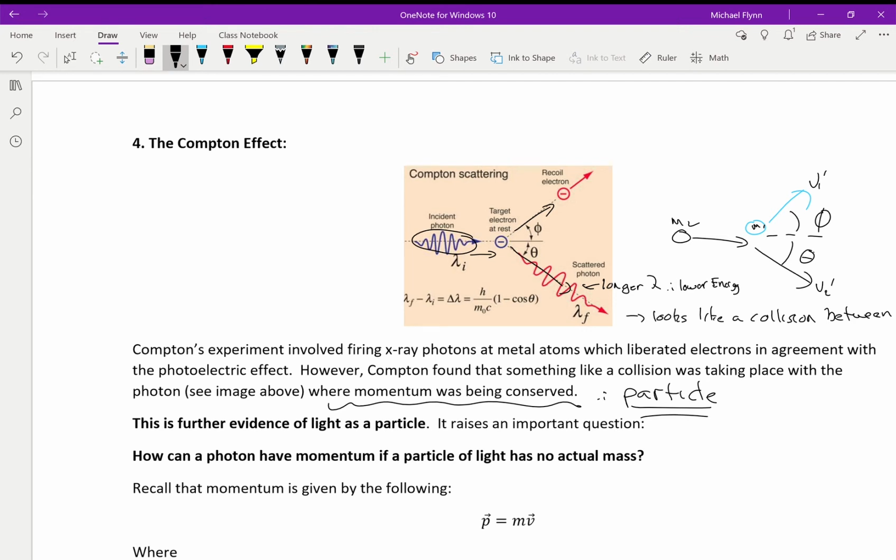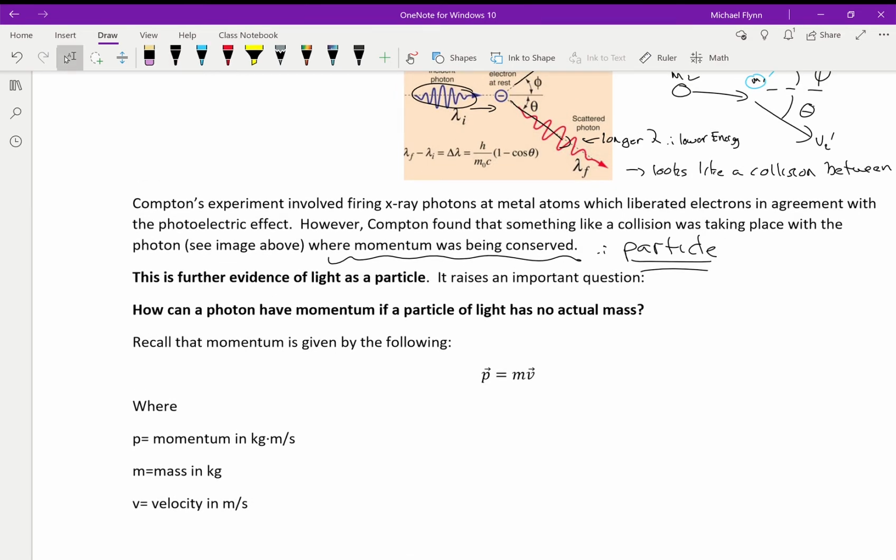This is not how waves would collide with an electron. Like say, picture waves colliding with a boat. It would look nothing like that, okay? You would not get this conservation of momentum going on, and you would not get that change in wavelength going on, okay? So again, you can explain this using Planck's idea of the light being like a particle, okay?